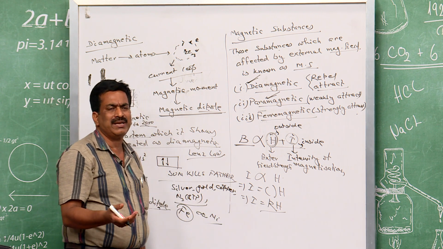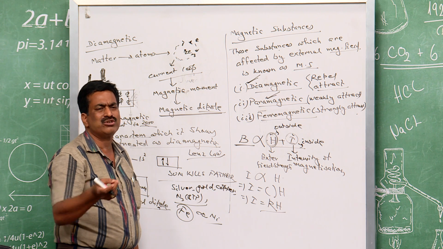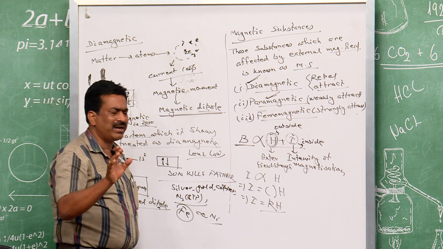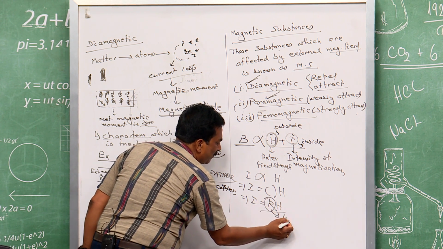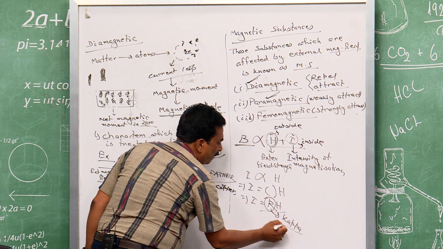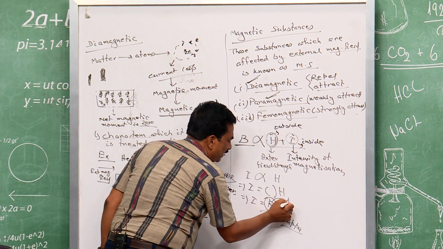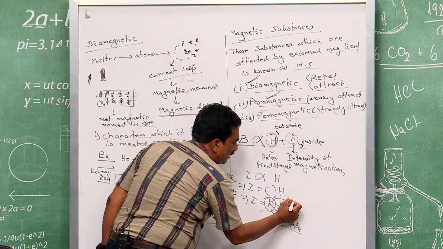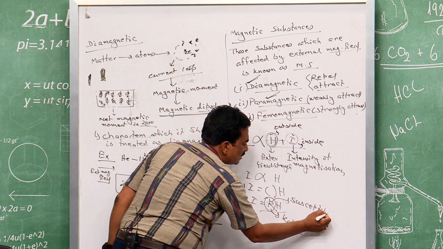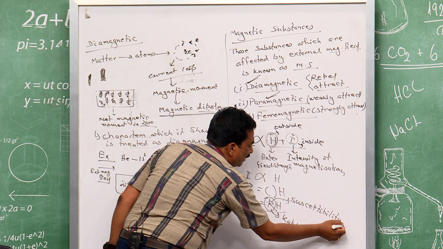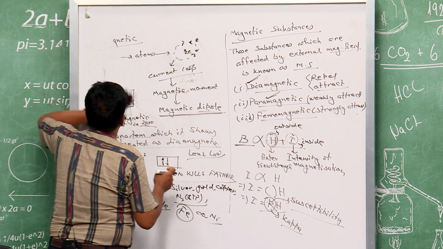In some books it is written as zeta, in some books you will find it as chi. There are different names, but this one is kappa, and it is really known as the susceptibility. And another thing we know is the permeability.